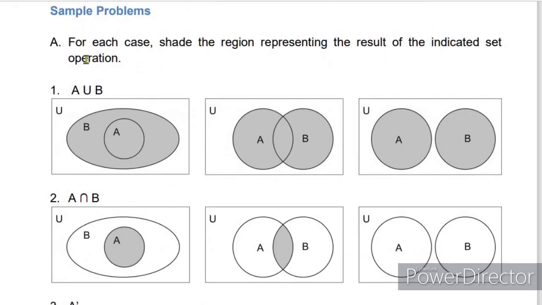Now for the sample problems. A. For each case, shade the region representing the result of the indicated set operation. So A union B. Its Venn diagram can be like this. We will just shade all the elements that belong to A and B. As you notice, it is the same for joint and disjoint. Number 2, A intersection B. Now we will just shade all the area between the intersection of set A and B. As you notice, the first two examples have intersection, while the third one has no intersection, so it will remain unshaded.